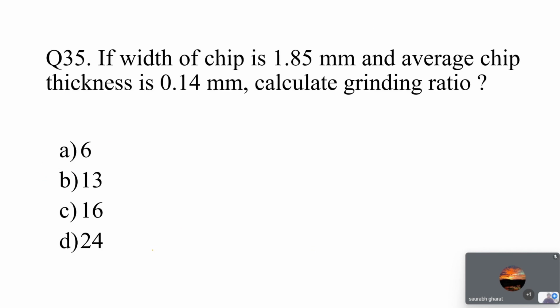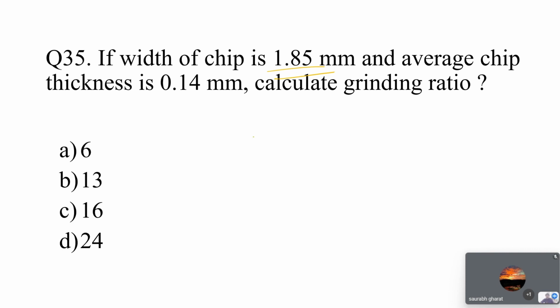If the width of the chip is 1.85 millimeter and the average chip thickness is 0.40, what will be the grinding ratio? Okay, what do we have here? We have the width of the chip. But what is the problem here actually?